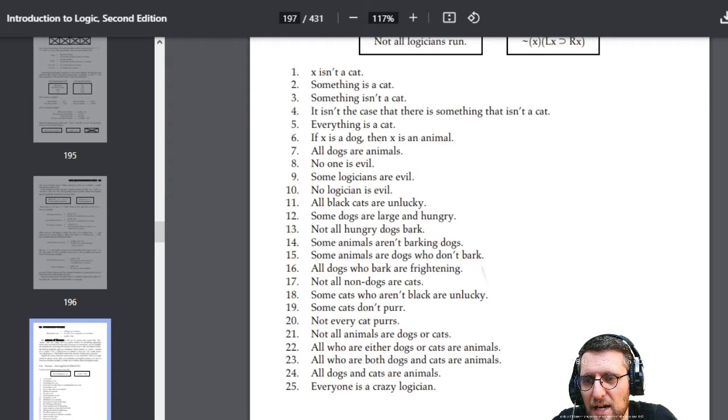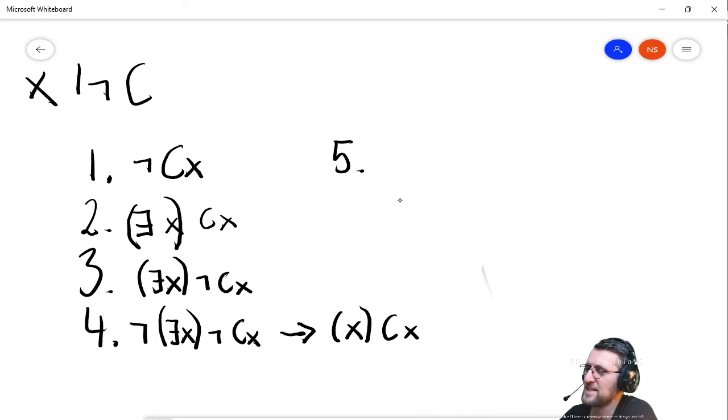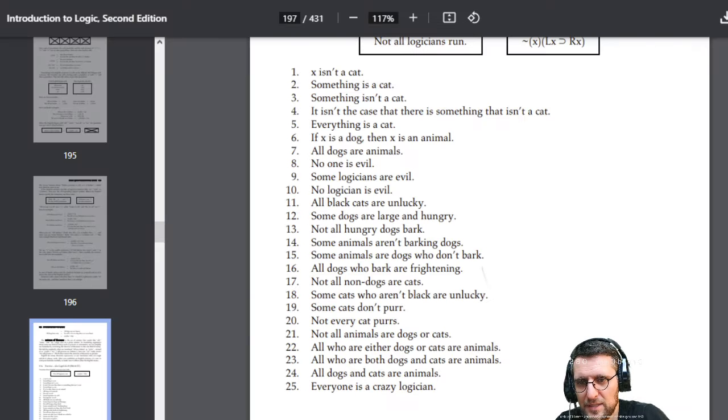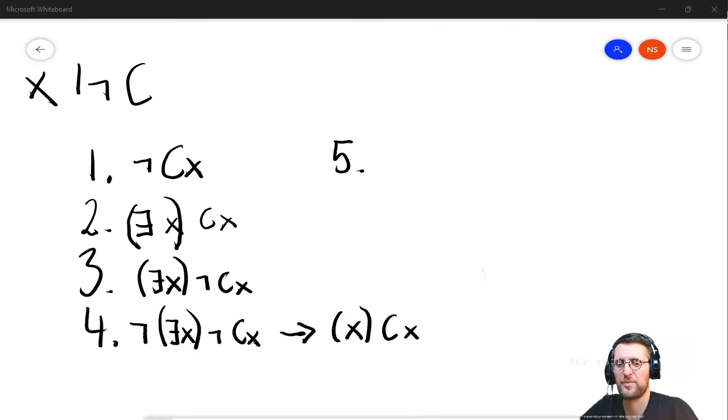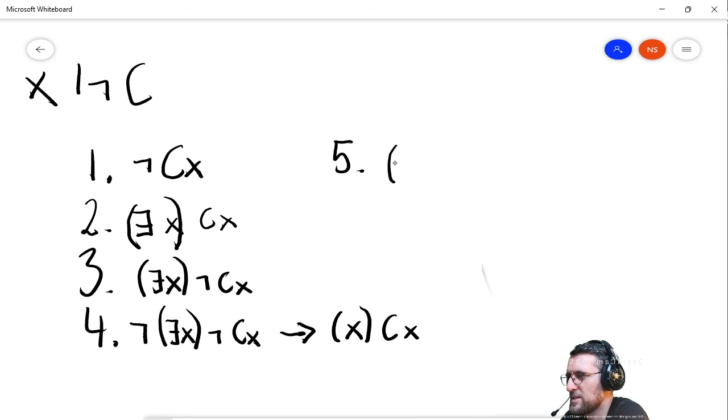If X is a dog, then X is an animal. Let's write that here on top. If X is a dog, then what did they say? Then it is. If X is a dog, then X is an animal. So I think we don't need an existential quantifier. We just say something like this.